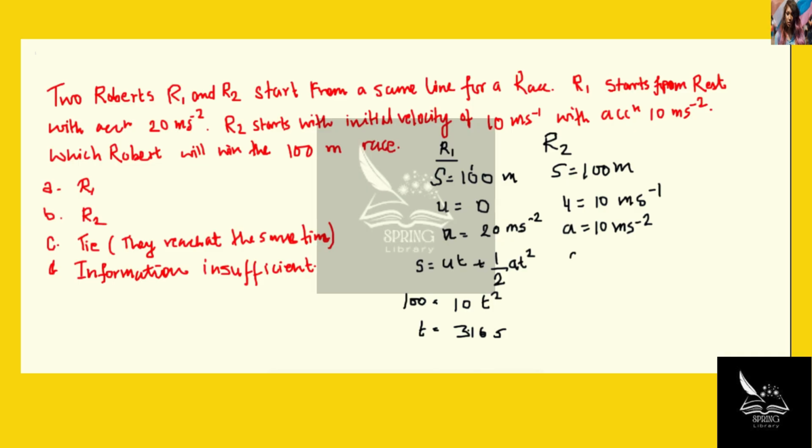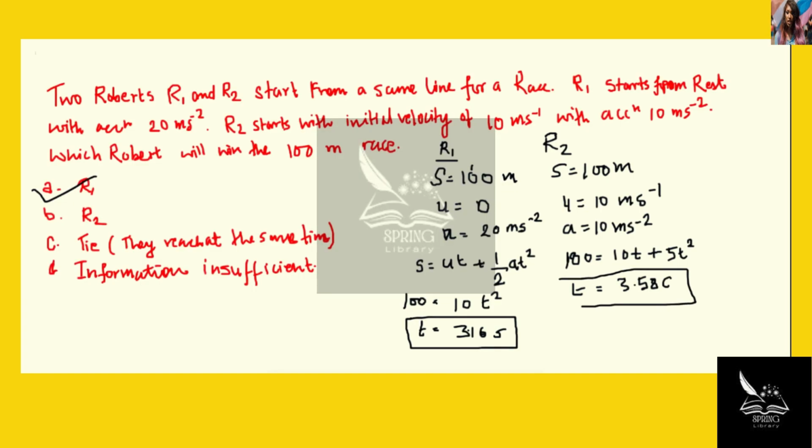Similarly, for the time taken for R2, S is 100 is equal to ut, means 10t, plus half at squared, means plus 5t squared. So solving this quadratic equation, you get t is equal to 3.58 seconds. Wow, so which one wins the race? R1 wins the race, right? Because it takes shorter period of time to reach the 100 mark limit.